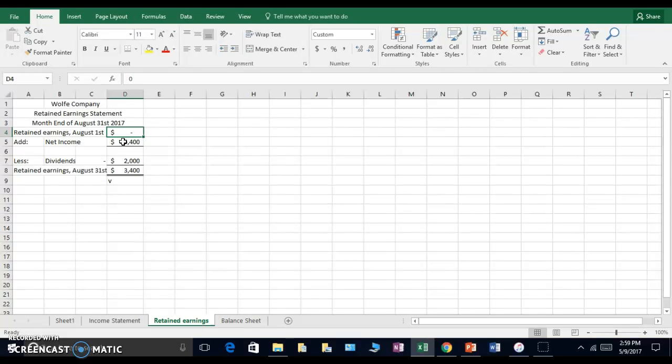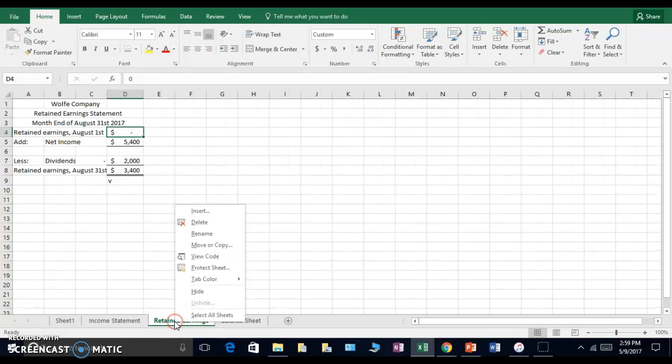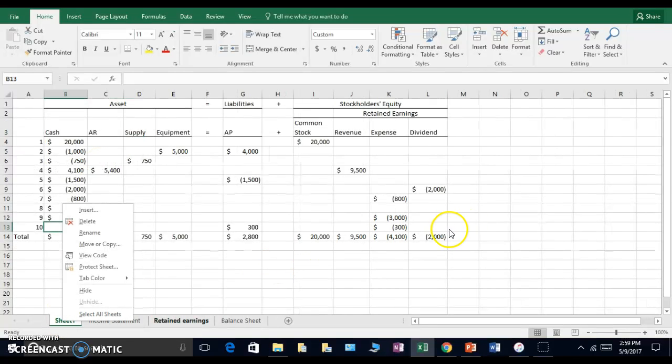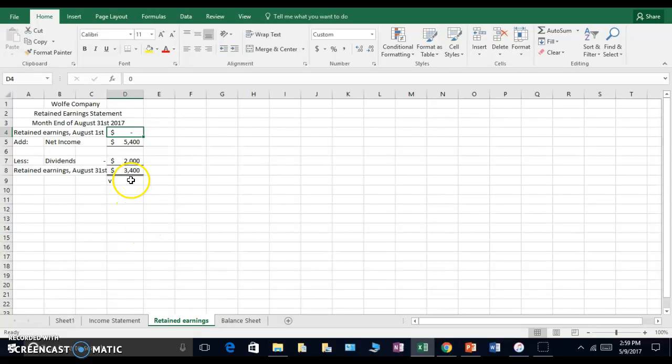With the net, you get your net income from the income statement, which you had figured prior, and then minus the $2,000, which was described here in the dividends column. So going back to the retained earnings, you take the net income and then minus the $2,000 from the dividends to make your retained earnings of $3,400.